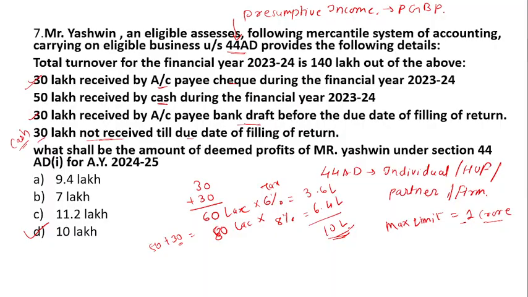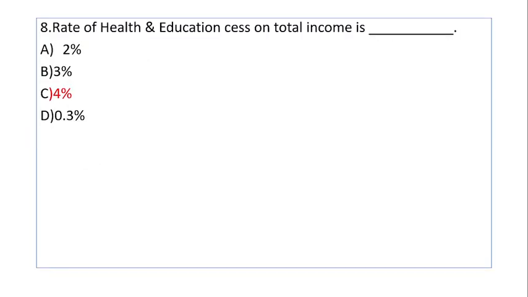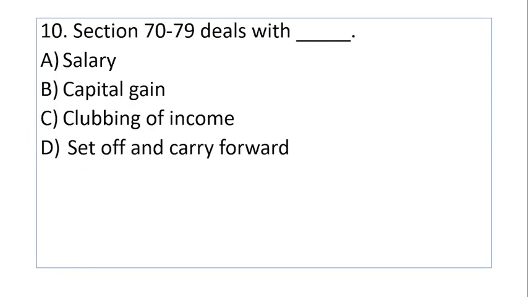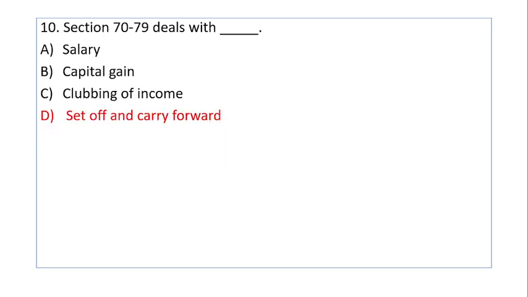So according to our question, yes, sections 70 to 79 deal with set off and carry forward. Here is the right answer.